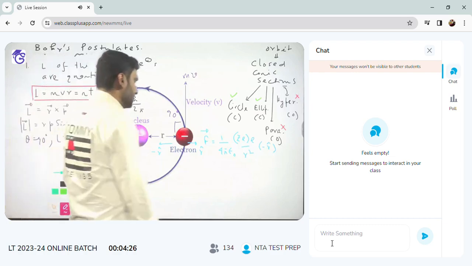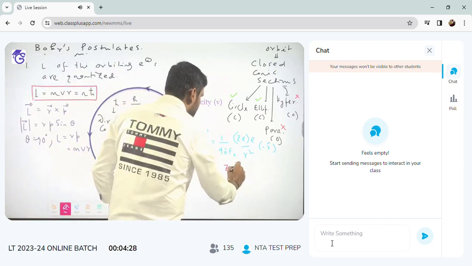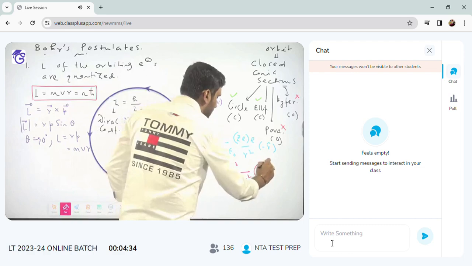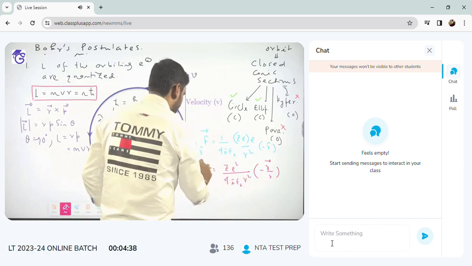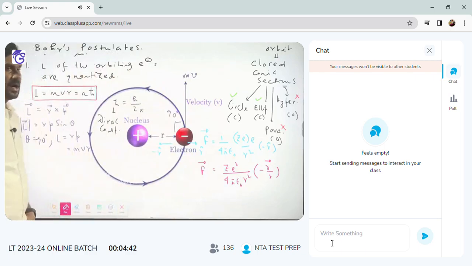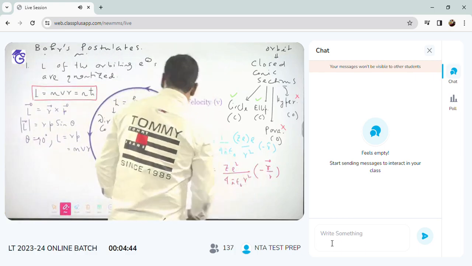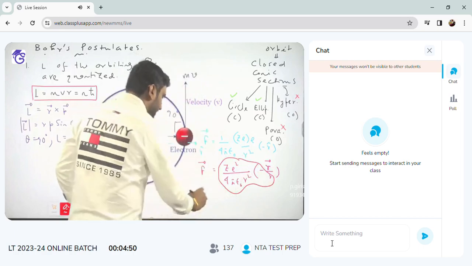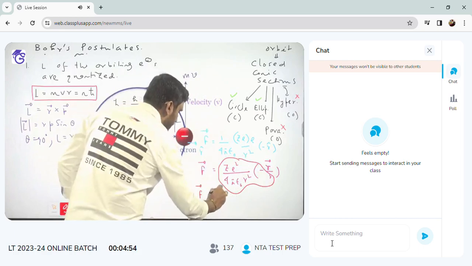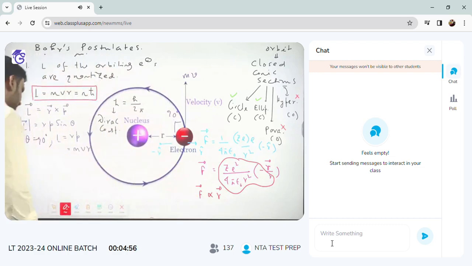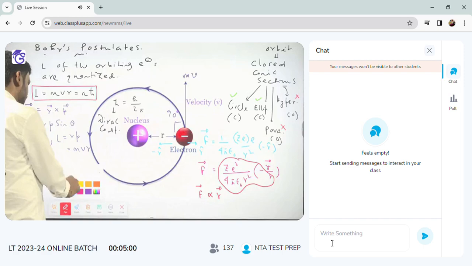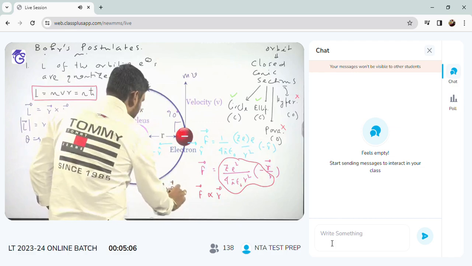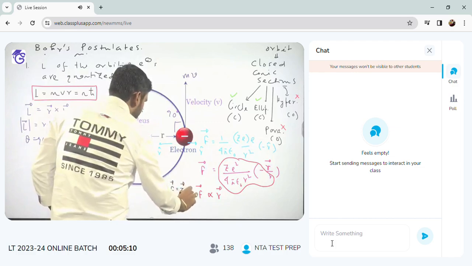Since the force is attractive in nature, this equation can further be written as Z square divided by 4 pi epsilon naught R square into minus R vector by R. R cap I am writing as R vector by R. If you look at this, taking this entire factor separately, you can see that force is proportional to R vector. And from there, R cross F, which is equal to torque, comes to be 0.